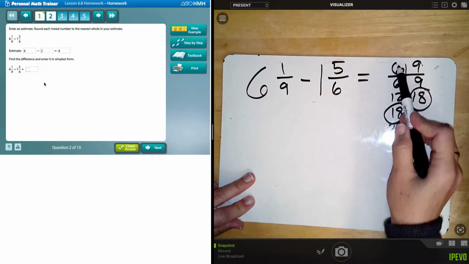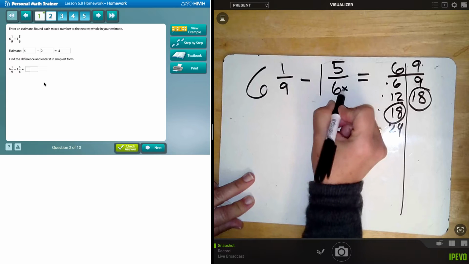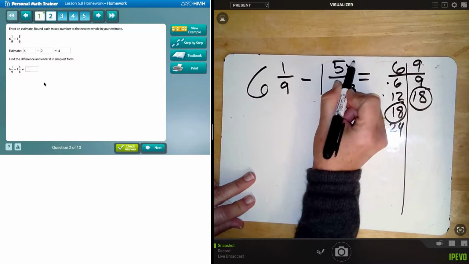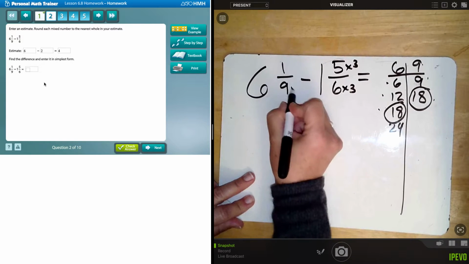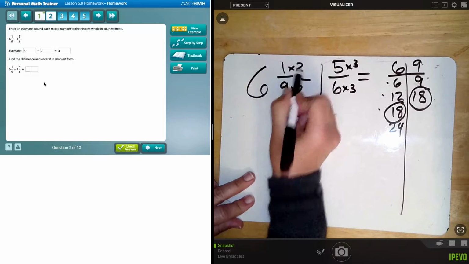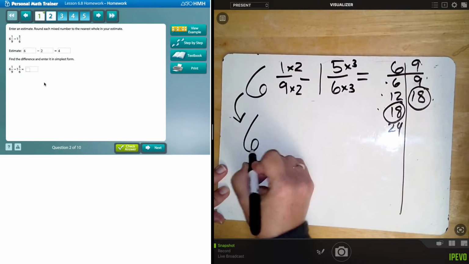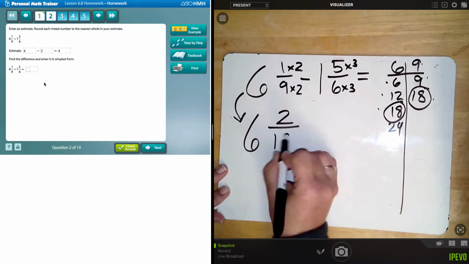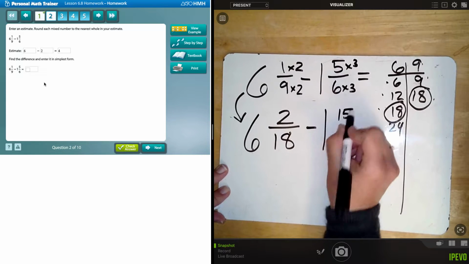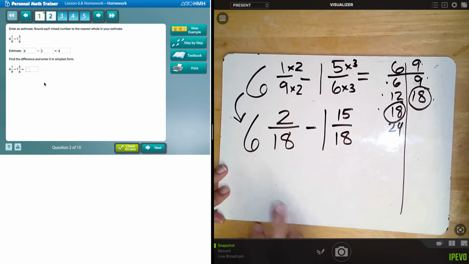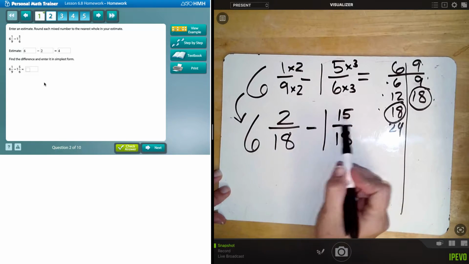Okay, so 6 times 1, 2, 3 can get me to 18. And so whatever I do to the top, I do to the bottom. 9 times 1, 2. 9 times 2 can get me to 18. So now my problem is 6 and 2/18 minus 1 and 15/18. I've gotten them to the same denominator, but I still can't do 2 minus 15.